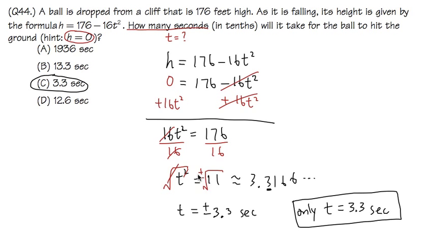Once again, don't forget to put plus minus whenever you're trying to solve an equation, but then this is a word problem, so you have to think about the situation. We cannot have negative time, so we can just say t is equal to 3.3 seconds, and that will be it. Okay, that's it.